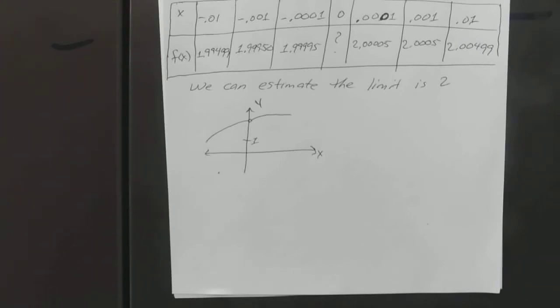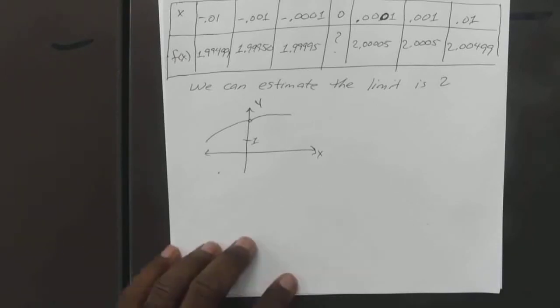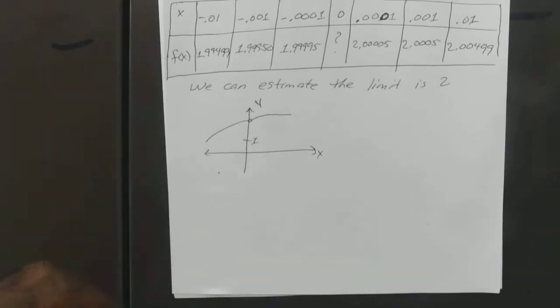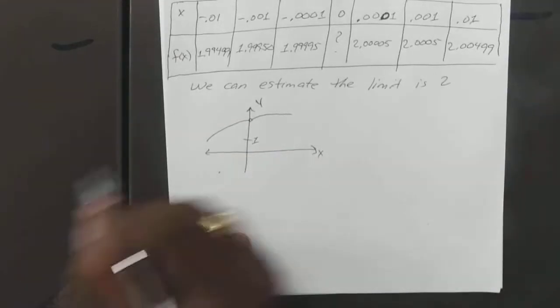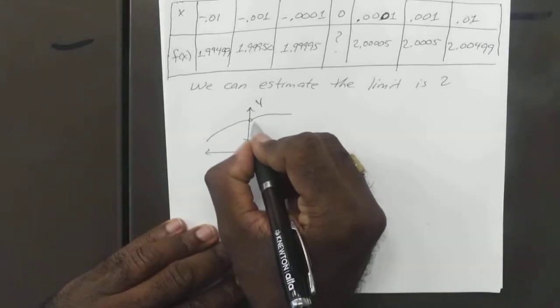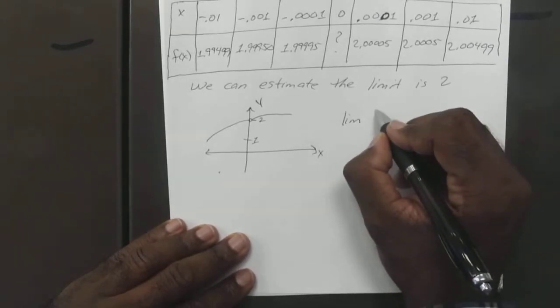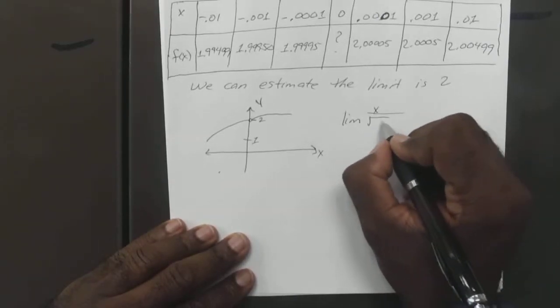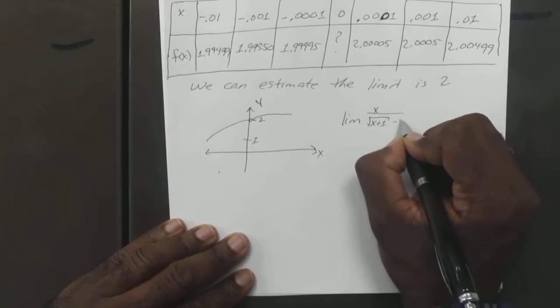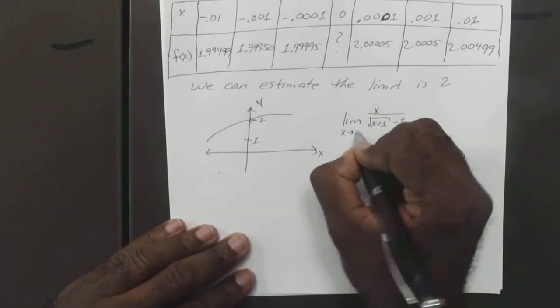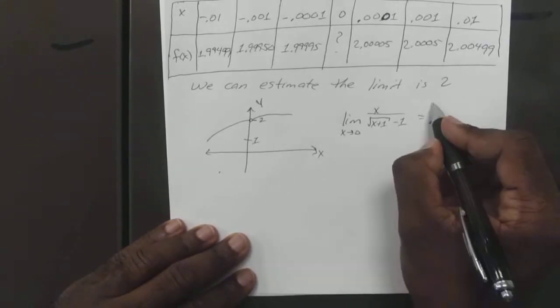Right. So my second question would be, how do you figure out the limit then? Oh, there are a bunch of different ways. We're going to go step by step to that one, but yes, we will eventually get to that one. All right, so we know that value is 2. So the limit of x over the square root of x plus 1 minus 1, as x approaches 0, is 2.